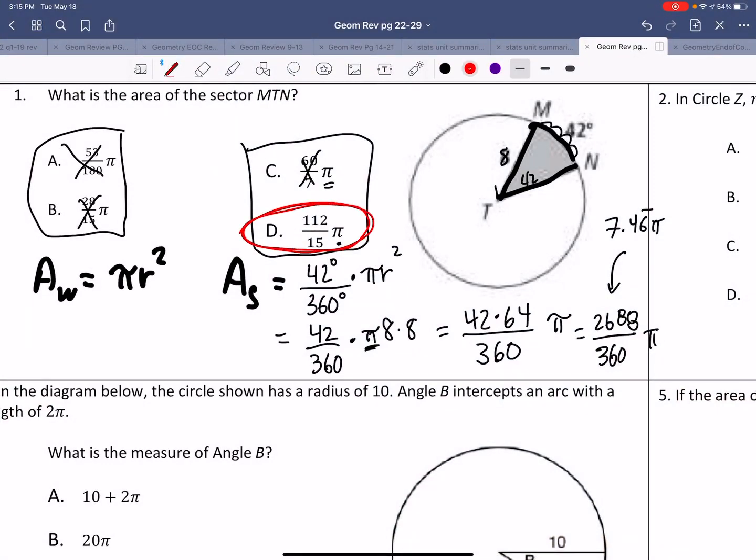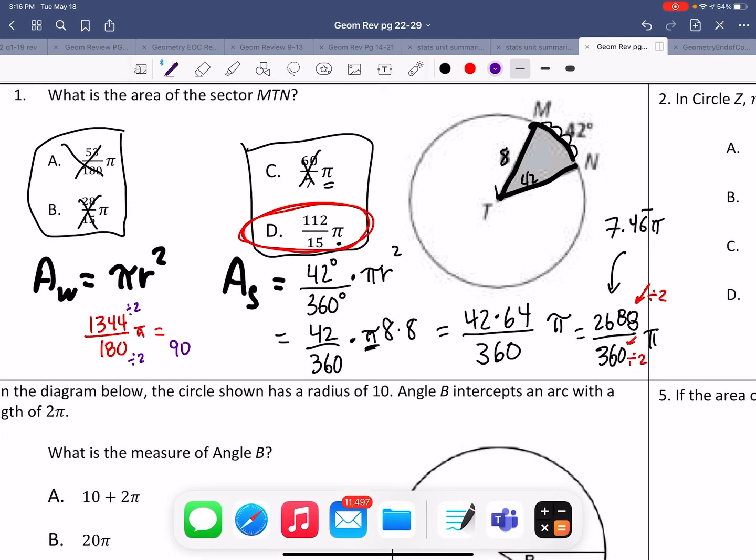So what if it wasn't multiple choice? We had to reduce the fraction. So notice we see that both are even. Both have even numbers. So we could reduce the fraction by dividing it by 2. So this would be an equivalent fraction of 1344 divided by 180 pi, right? I divided by 2 on the top and bottom. And then I notice they're still even. So I'm going to divide by 2 again. So I get, there. That would be half of 180 is 90.